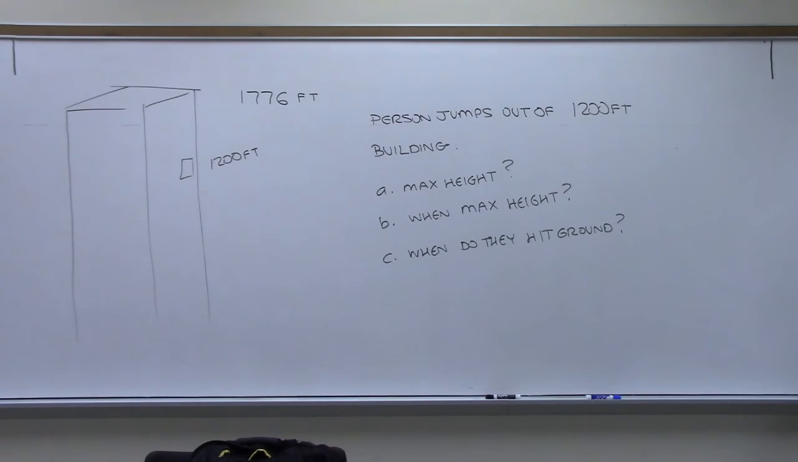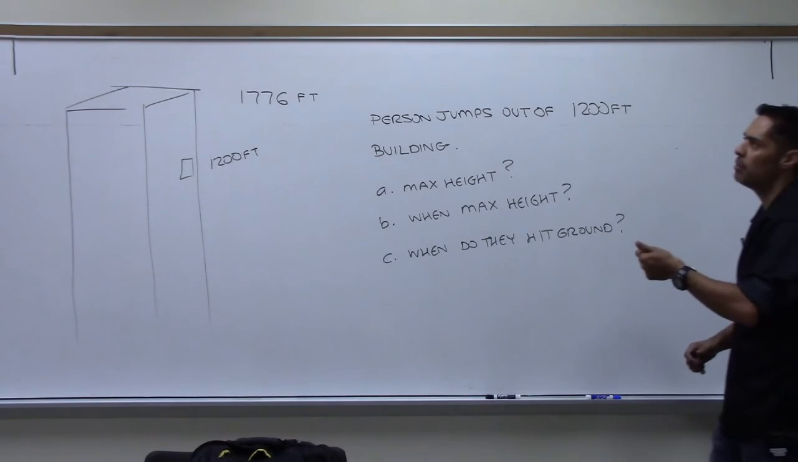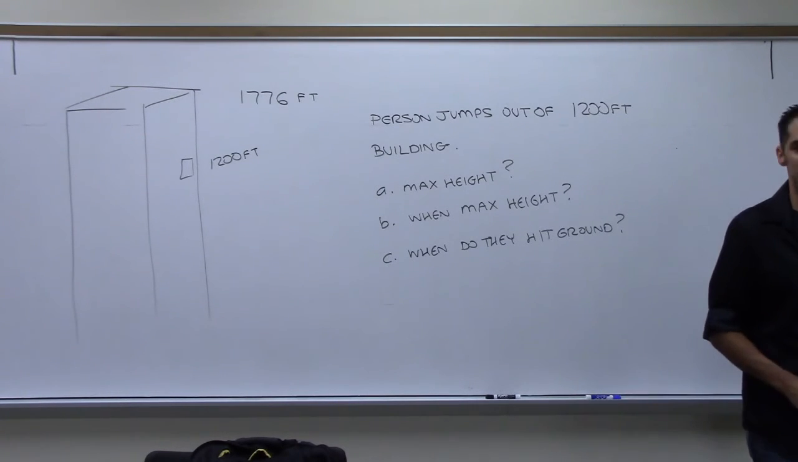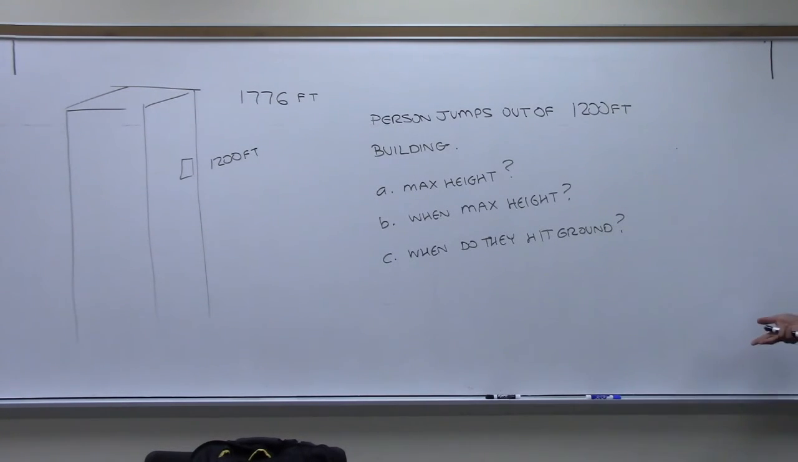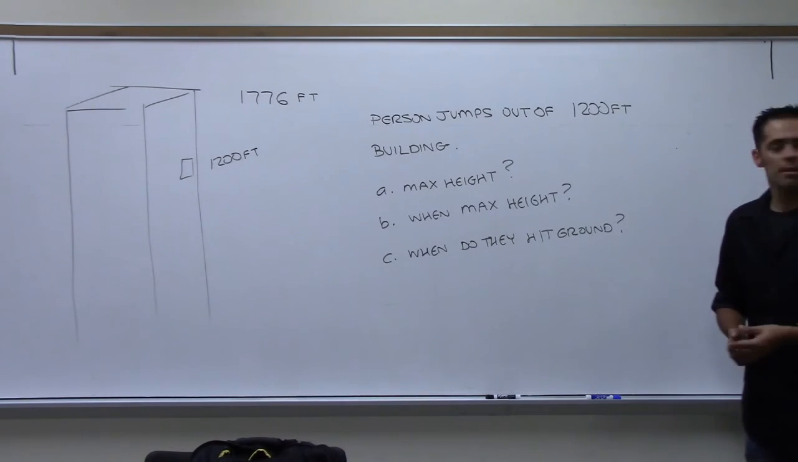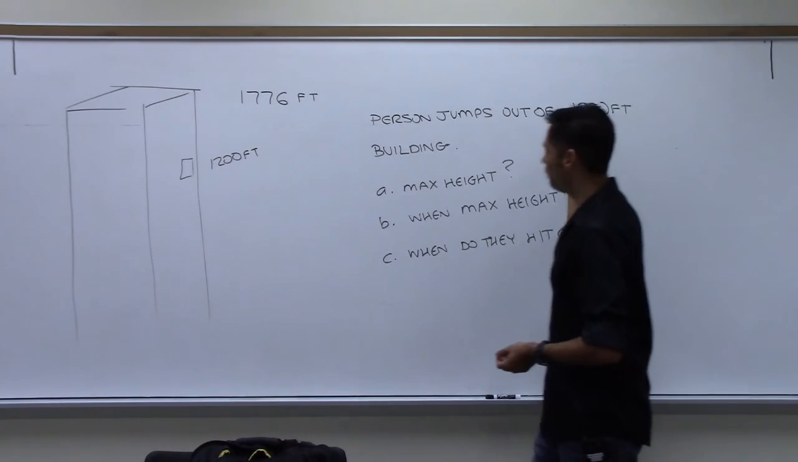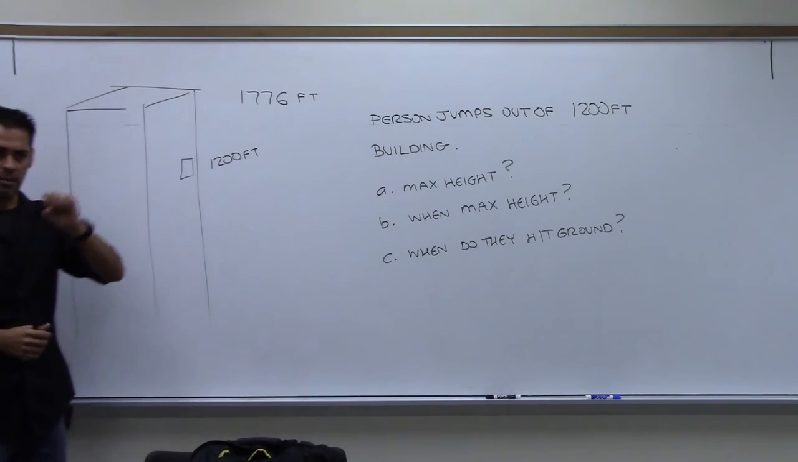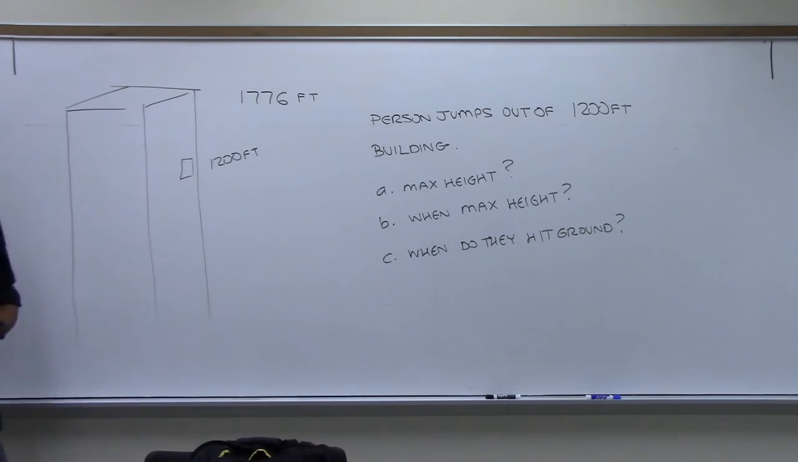So, in the last problem, I said the ball was thrown upward with a speed of 20 feet per second from a 200-foot bridge. In this problem, I have not given you that much information, have I? All I've given you is the height, which is 1,200 feet. That number represents what? D naught, right? D sub 0. What are we missing?